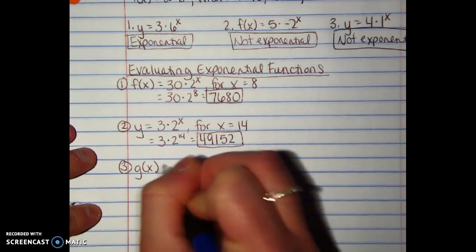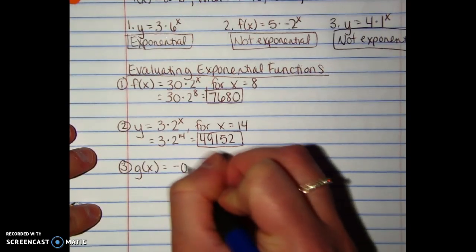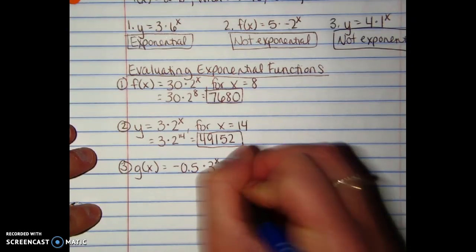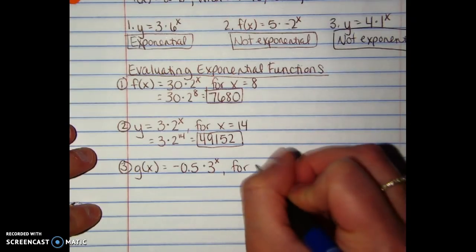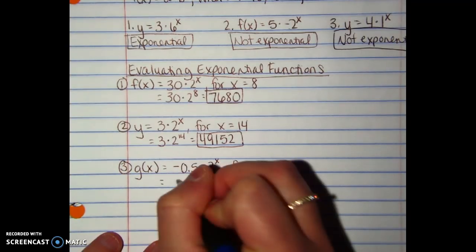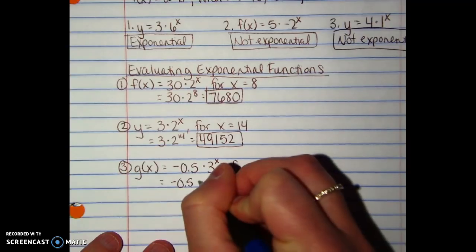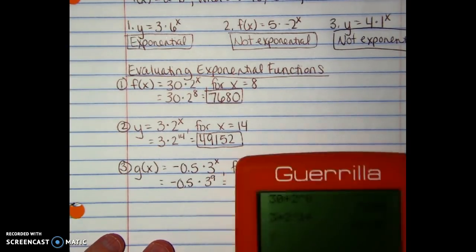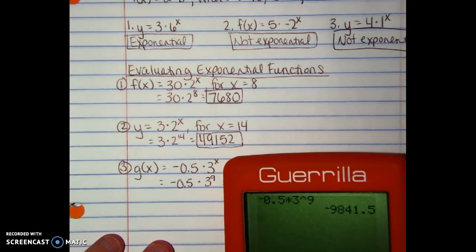G of x equals negative 0.5 times 3 to the x for x equals 9. So this is negative 0.5 times 3 to the 9th. And let's see what we get with this one. Negative 0.5 times 3 to the 9th. Negative 9,841.5.